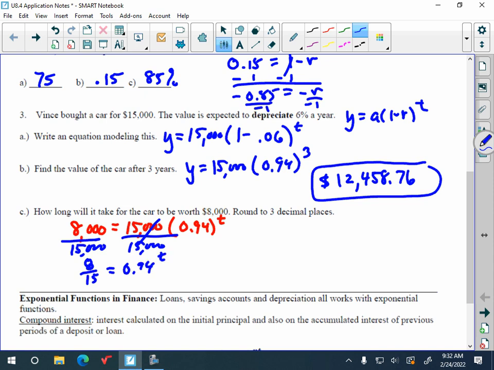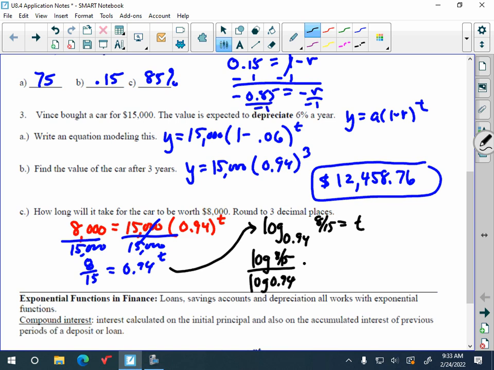If you don't like using the variable t, then use the variable x. All right, so now 0.94 is our base. That's our subscript when we change it to log form. So log, our base is 0.94, of 8/15 equals t. Right? So now we can use the change of base to rewrite this, so we can use the calculator. So log 8/15 divided by log 0.94.